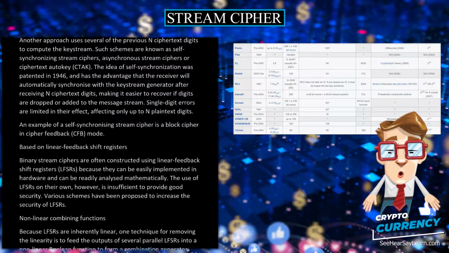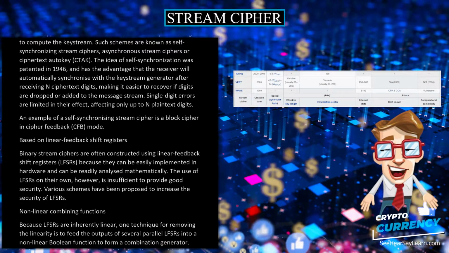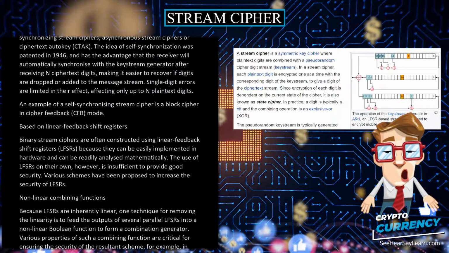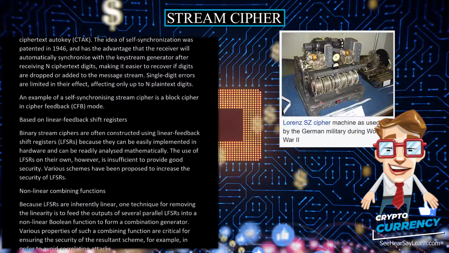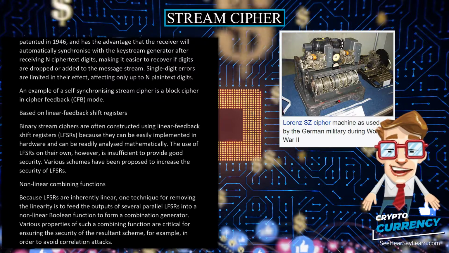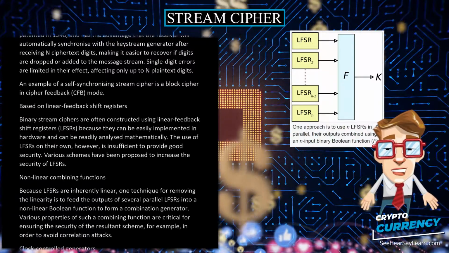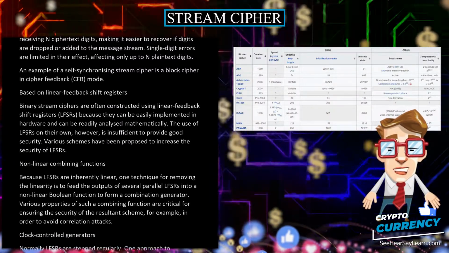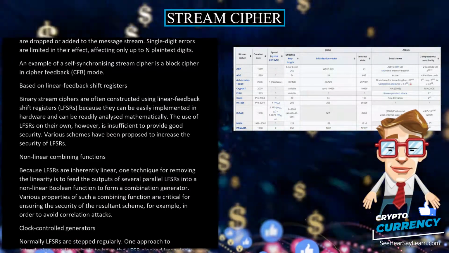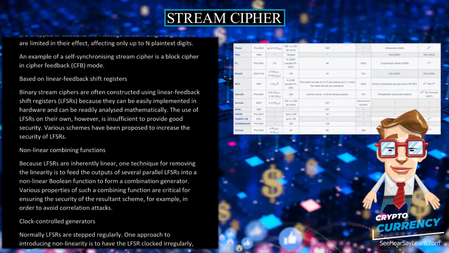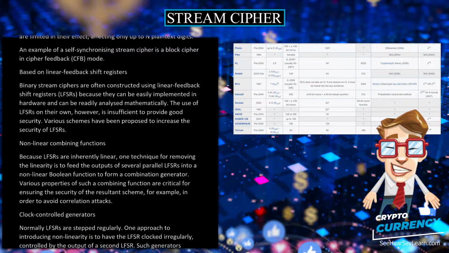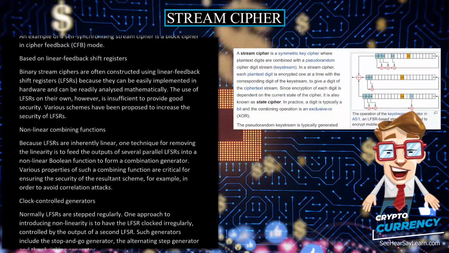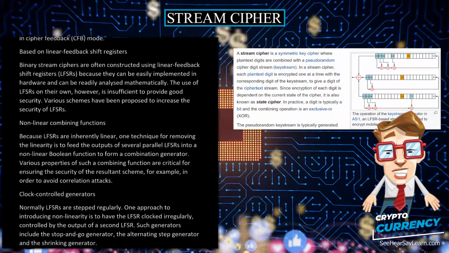Based on linear feedback shift registers. Binary stream ciphers are often constructed using linear feedback shift registers, LFSRs, because they can be easily implemented in hardware and can be readily analyzed mathematically. The use of LFSRs on their own, however, is insufficient to provide good security. Various schemes have been proposed to increase the security of LFSRs. Nonlinear combining functions. Because LFSRs are inherently linear, one technique for removing the linearity is to feed the outputs of several parallel LFSRs into a nonlinear Boolean function to form a combination generator.